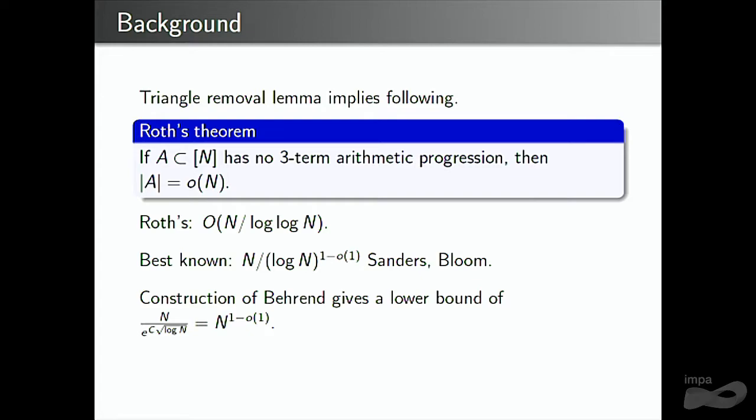One reason I wanted to mention this is that it's actually the best type of bound we have for the graph removal lemma. Since the triangle removal lemma implies Roth's theorem, a construction for Roth's theorem gives a construction for the triangle removal lemma. This implies a lower bound on 1 over delta that's super polynomial, but just barely.